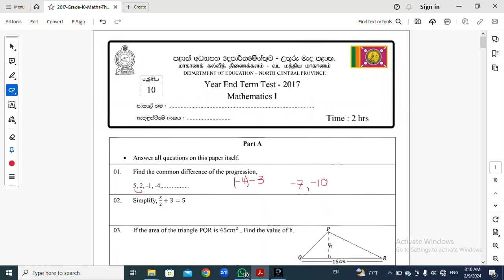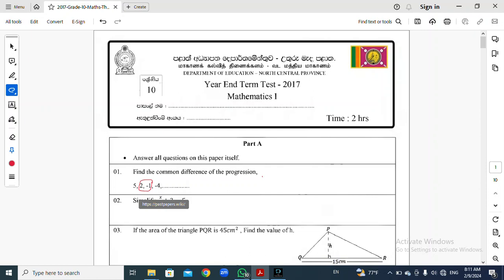Here, find the common difference of this progression. Common difference means we have to choose two terms, but we can't select the first term. When we are comparing these two, this one is the first term, this one is the second term.